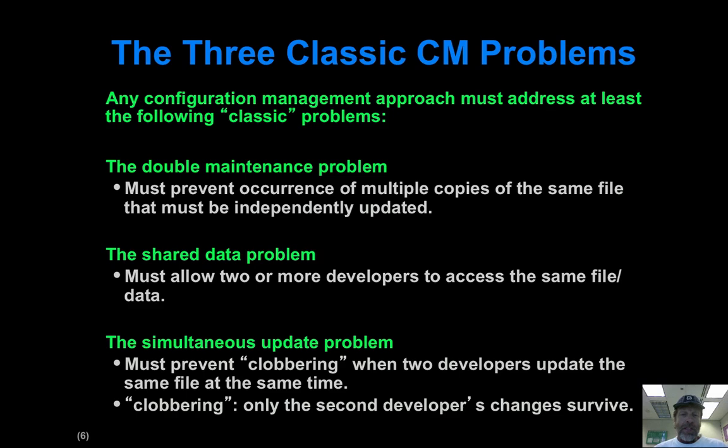The third problem is called the simultaneous update problem, more colloquially known as clobbering, and that's when two people are editing the code at the same time, and when they save their changes in some sense of save, only one of those developers' changes actually survives the edit. The second developer has clobbered the changes of the first developer.